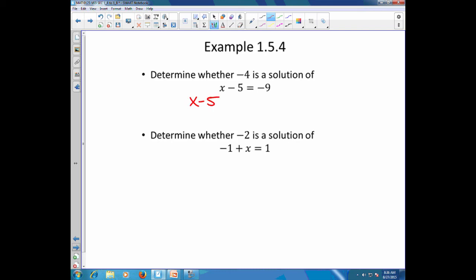So x minus 5 equals negative 9. Once again, we're just going to replace x with the value of negative 4. And so negative 4 minus 5, this is the same thing as saying negative 4 plus negative 5, because there's only one minus sign. Negative 4 plus negative 5 is equal to negative 9. The other side's negative 9. And so, yes, this one's a solution.